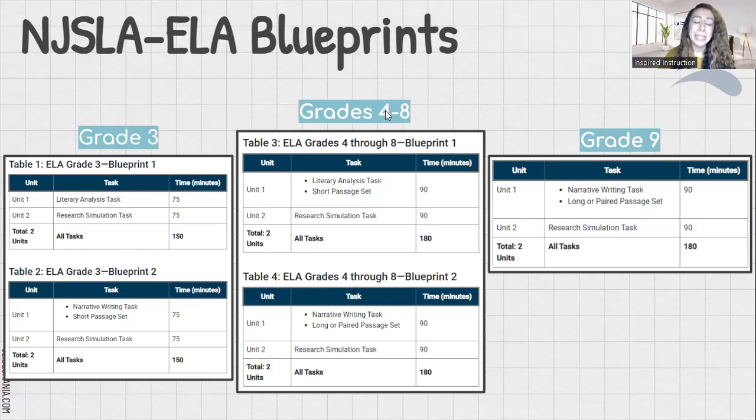Grades 4 through 8 all consist of the same structure. So you'll notice that there are 2 units in Blueprint 1, and similarly to what you saw in 3rd grade, there'll be one with an LAT and a short passage set and an RST, a research simulation task. Time frame for 4 through 8 is 90 minutes for each. The other blueprint consists of a narrative writing task and a long or paired passage set for 90 minutes and an RST for 90 minutes.